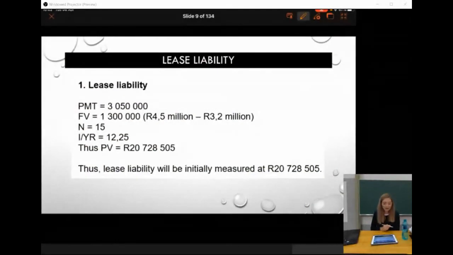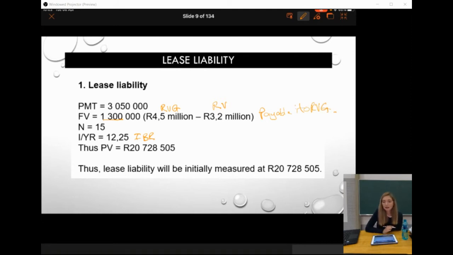Okay, so in example 1, that's exactly what happened. In example 1, they gave us the interest rate. They gave us the incremental borrowing rate, so we didn't have to calculate the interest rate implicit in the lease. We are including, in this case, our residual value guarantee is 4.5. But we think the residual value is going to be only 3.2 million. So this is the amount payable in terms of the residual value guarantee.